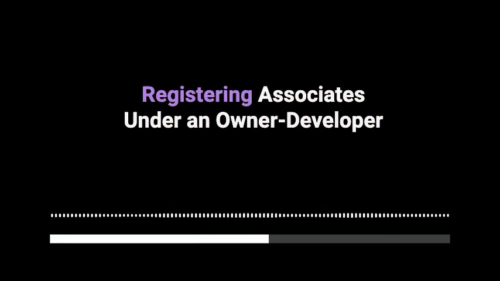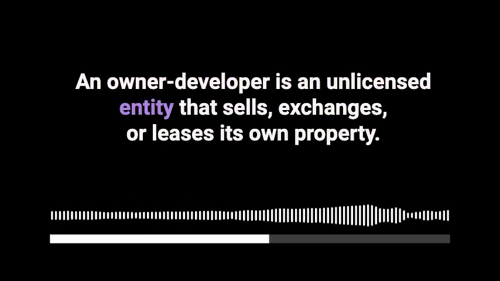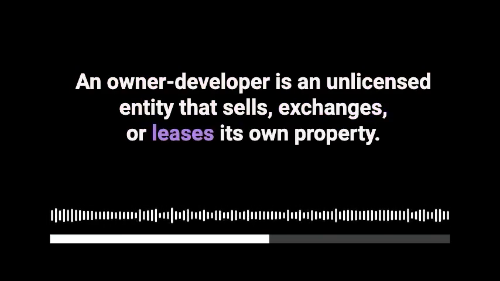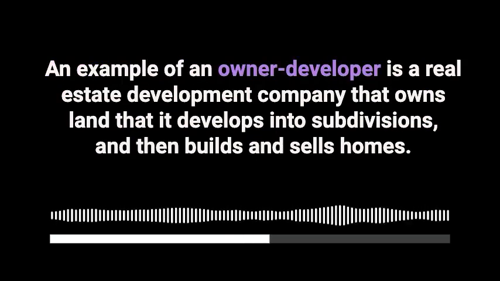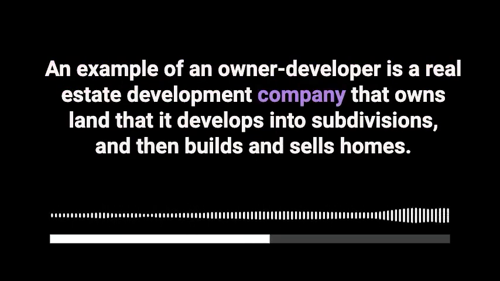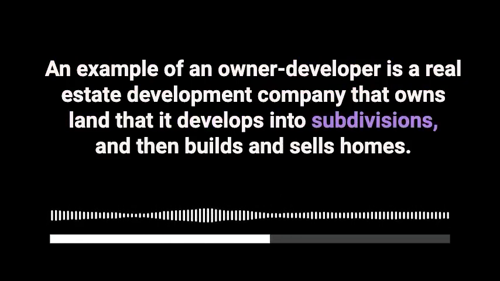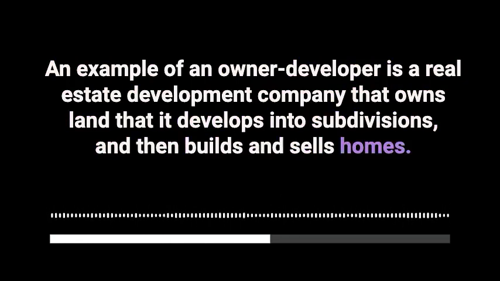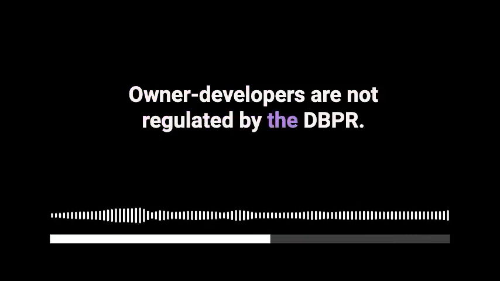Registration and licensure. Registering associates under an owner-developer. An owner-developer is an unlicensed entity that sells, exchanges, or leases its own property. An example of an owner-developer is a real estate development company that owns land that it develops into subdivisions and then builds and sells homes. Owner-developers are not regulated by the DBPR.